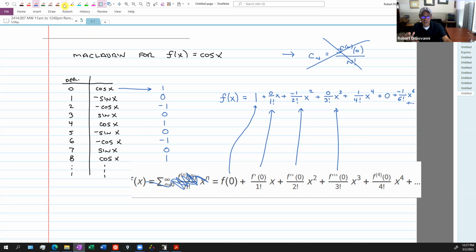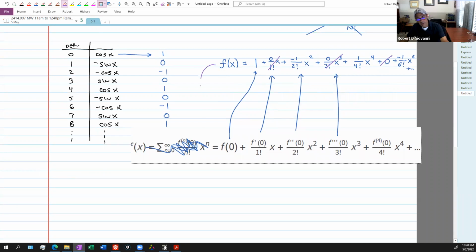So everywhere I see a zero, these are gone. All the odds are gone, right? We said that that would be the case. I'm going to rewrite this down here as one minus 1 over 2 factorial x squared plus 1 over 4 factorial x to the 4th minus 1 over 6 factorial x to the 6th. I'll write another one, 1 over 8 factorial x to the 8th plus dot, dot, dot. That's our Maclaurin series for cosine, right?